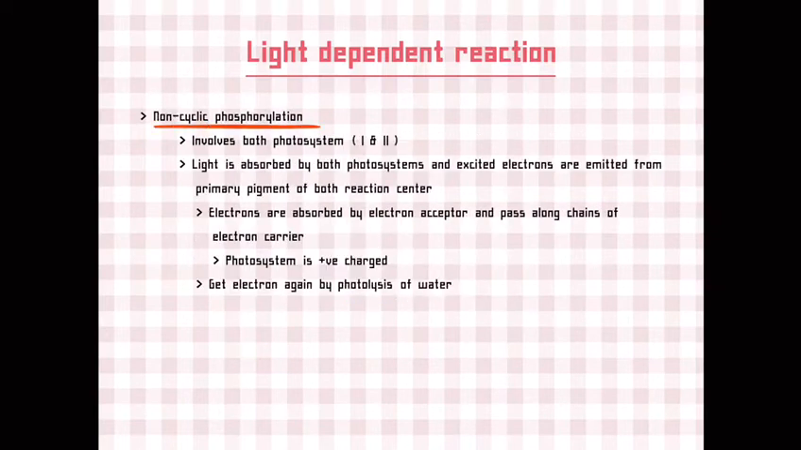Next, non-cyclic phosphorylation involves both photosystem 1 and 2. Light is absorbed by the photosystems and excited electrons are emitted from the primary pigments of both reaction centers. Then, these electrons are accepted by an electron acceptor and pass along chains of electron carriers. Thus, photosystems are positively charged now. Primary pigments receive the electrons again by undergoing the photolysis of water.